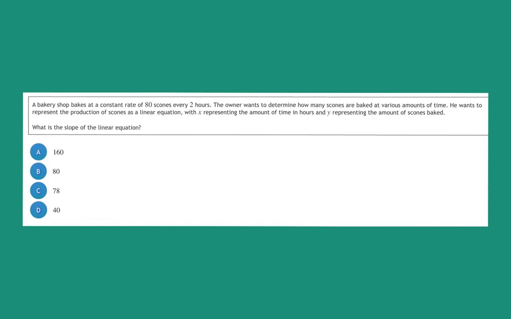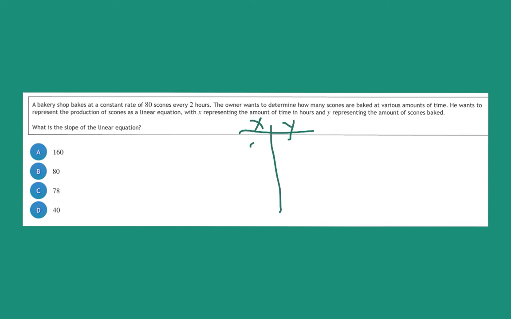In this video, we're going to determine what the slope is of the linear equation. It says a bakery shop bakes at a constant rate of 80 scones every 2 hours. The owner wants to determine how many scones are baked at various amounts of time. He wants to represent the production of scones as a linear equation, with x representing the amount of time in hours and y representing the amount of scones baked.